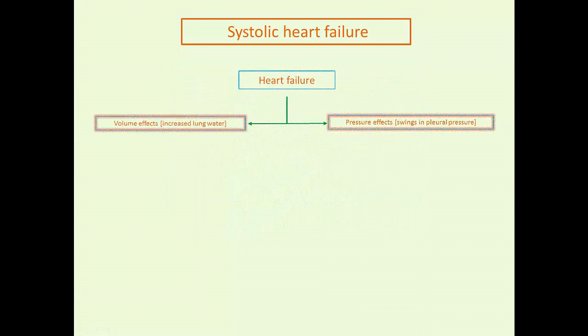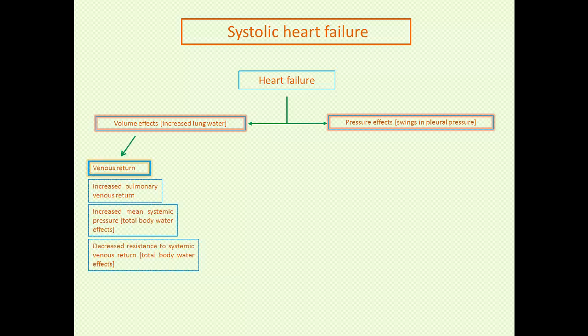So let's talk a little bit about systolic heart failure. In a way, like we talked about with obstructive airways disease, there can be volume and pressure effects, like we talked about with emphysema in the previous section. The volume effects are not so much like the dynamic hyperinflation that you see in obstructive airways disease, but tend to be more a result of increased lung water content. And so this can impair venous return. It tends to increase pulmonary venous return, because the pulmonary vessels are engorged with blood, so as you increase lung volume, there's more blood squeezed out into the pulmonary veins and into the left heart.